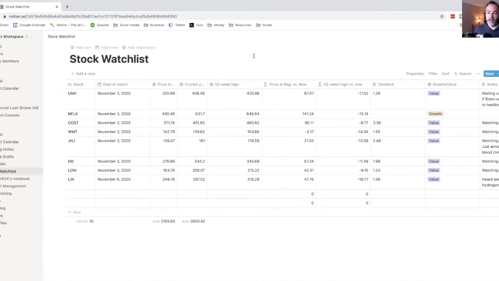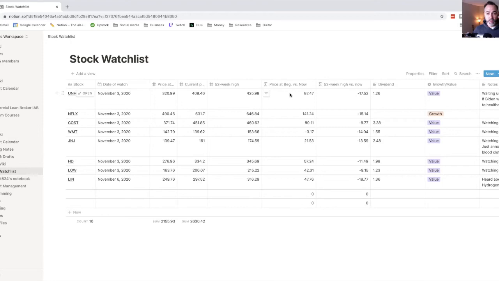What matters to me probably the most in this entire watch list is the next two columns that I did not know or find a way to track inside any other software that I have. And the difference is this column here. So this is price at the beginning versus now. What I'm basically doing is taking the price at watch, this column here, and comparing it to the current price. So from the time that I was watching United Healthcare at almost $321, it's now $408.46. That is a per share difference of almost $88.